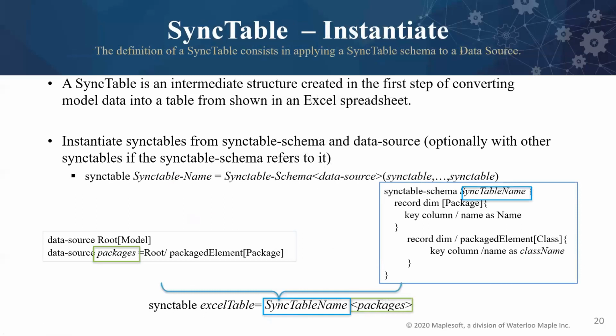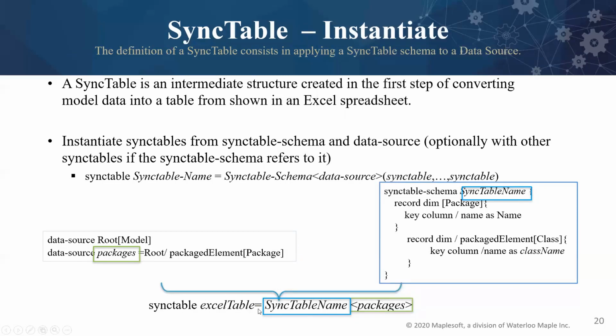Now, after we define the sync table schema, we need to link it with the data source. So we define the data source called package, which is going to get the package within a root. And we also define the sync table for getting the package and the name. Now, what I will be doing here is I'm going to create a sync table. So this is a fixed keyword. The sync table is called Excel table.